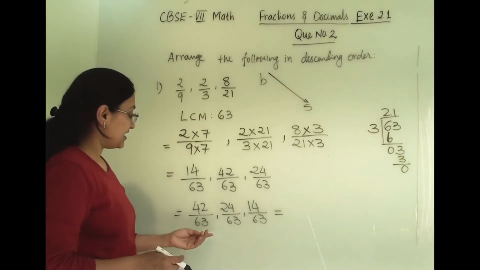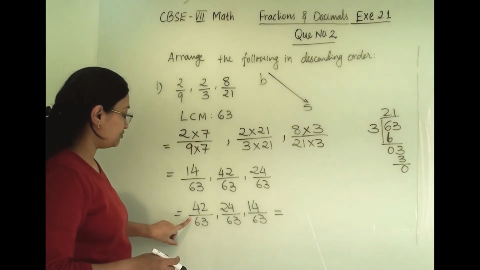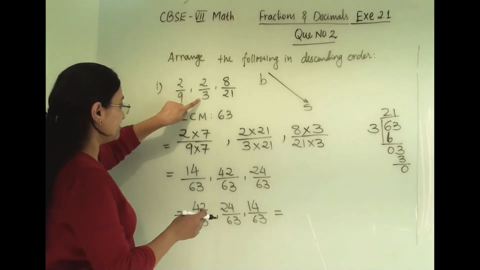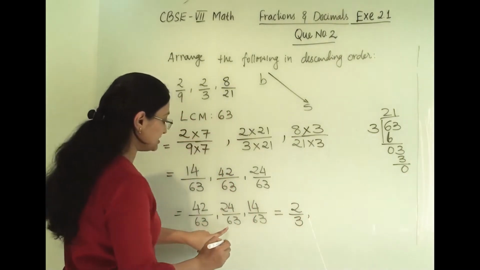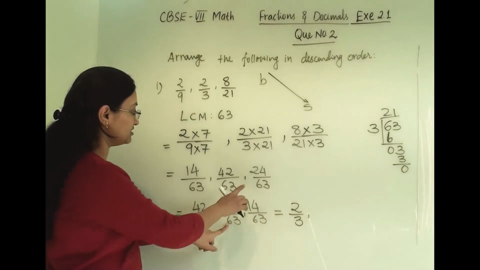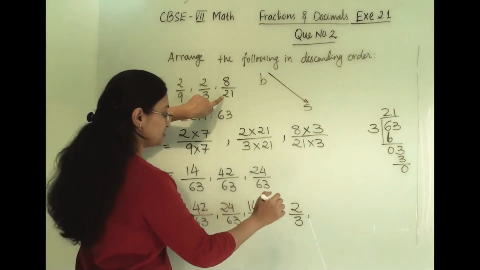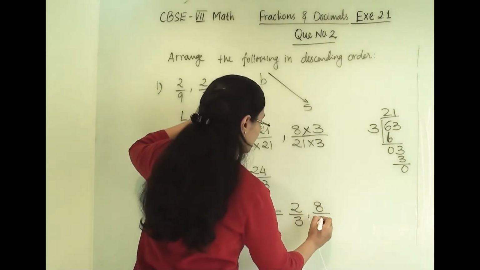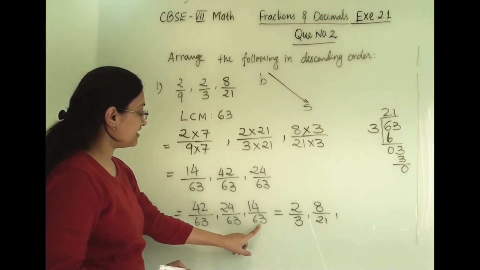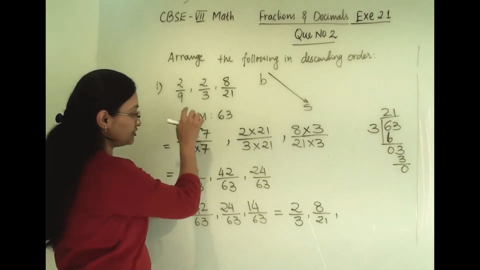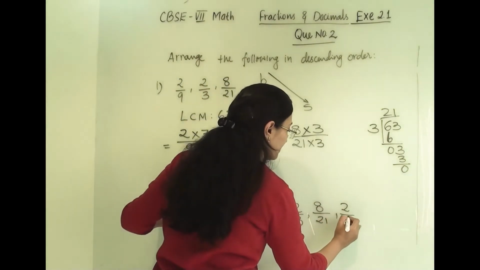So now let us write all the original fractions. 42 by 63, that is our second fraction, so it is 2 by 3. Then the next is 24 by 63, so that is our last fraction, so it is 8 divided by 21. And the last is 14 divided by 63, so that is our first fraction, that is 2 divided by 9.